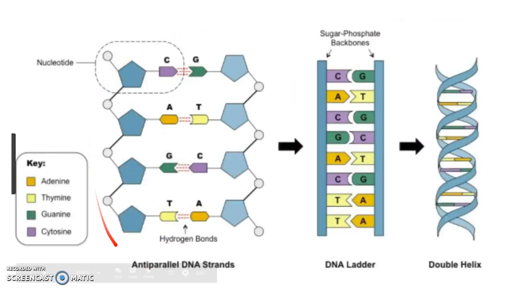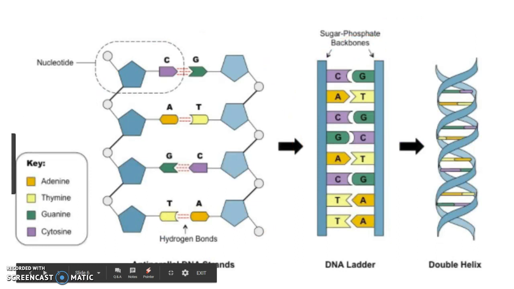So again, here's our structure of DNA. Here's a little simplified structure. Looks like that ladder with the sugar and phosphate on the side and the nitrogen bases in the middle. And then finally, we have our double helix. This is when it's been twisted up in its normal structure.